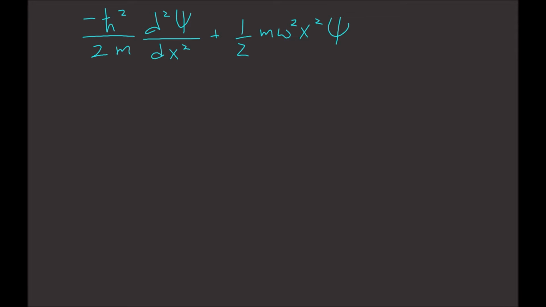We stopped in the previous video at the Schrödinger equation for the harmonic oscillator, which gives us negative h bar squared divided by 2m, the second derivative of psi with respect to position, plus the potential energy term, which is 1/2 mass times omega squared times x squared times psi, equals E times psi.